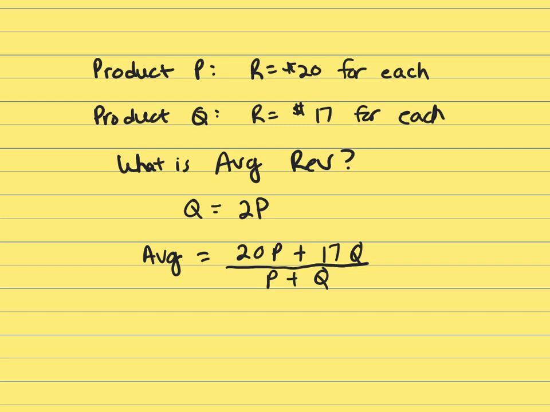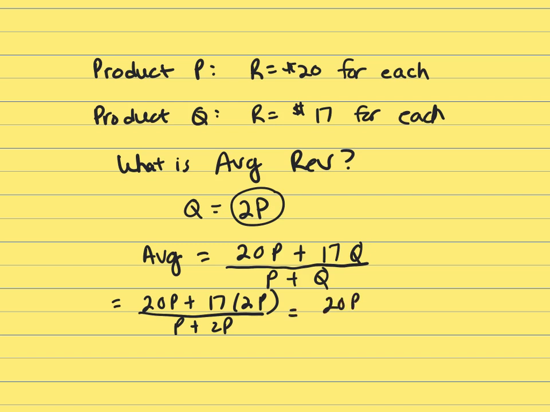Okay, so I've got an equation that's got two variables, but we know that Q is 2P, so just substitute that in. So that will give me 20P plus 17 times 2P all over P plus 2P. So everywhere there was a Q, I'll put a 2P. So that's 20P plus 34P all over 3P.